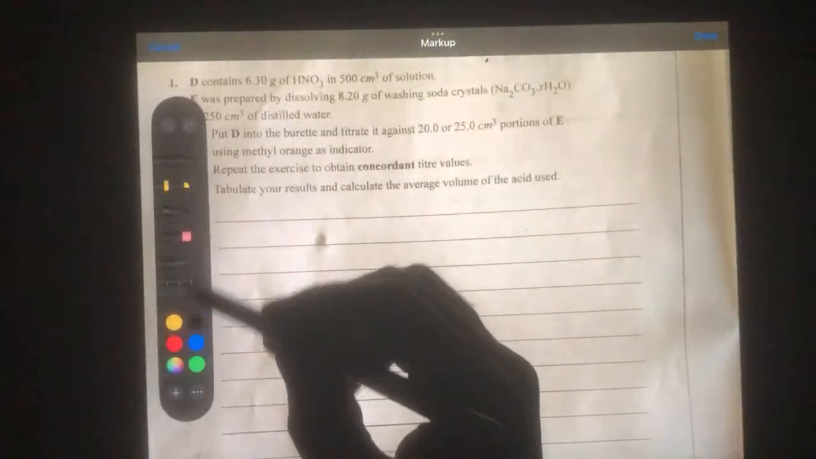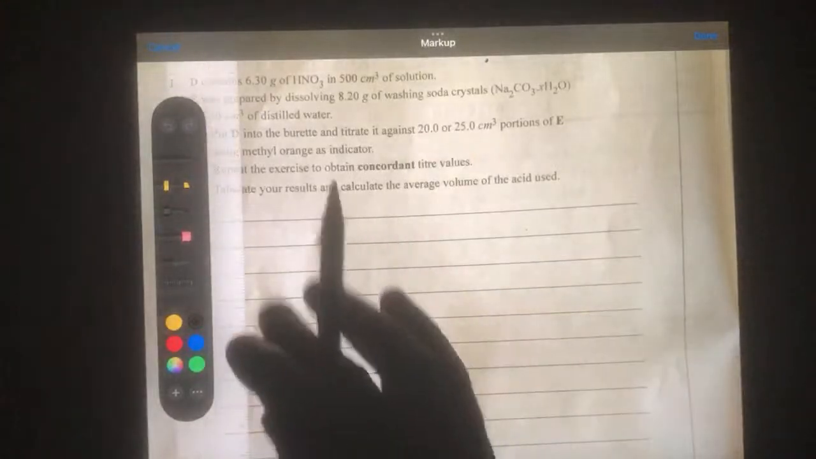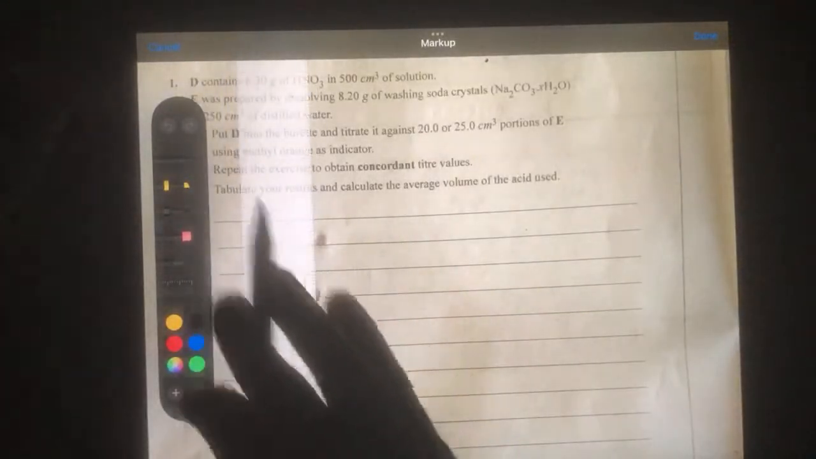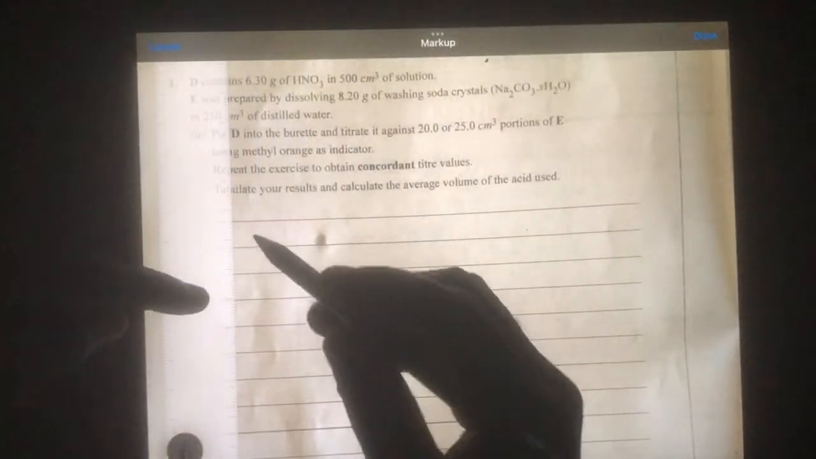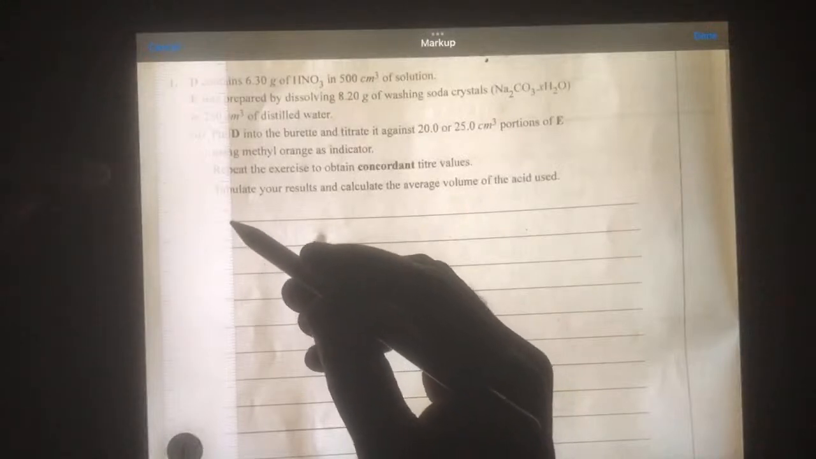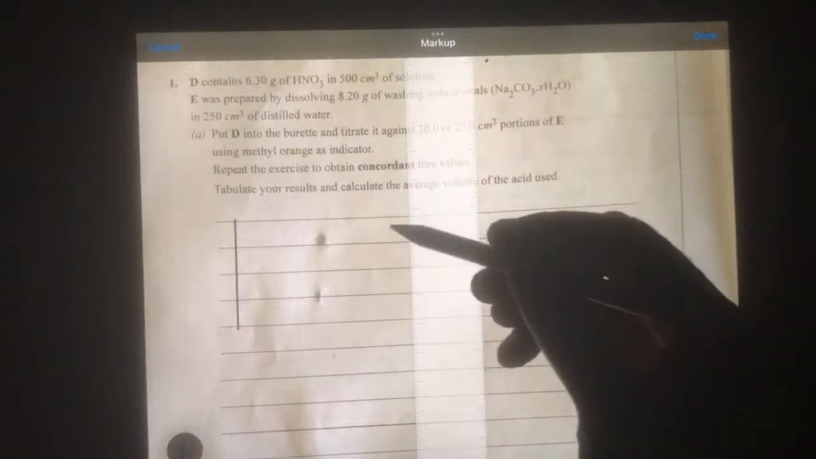First of all, here we are required to make a table. The unit table will give you a good mark, of course. So endeavor to make your unit table, follow the rule, put your units, and also try to obey the significant figure. That's 3 significant figures.